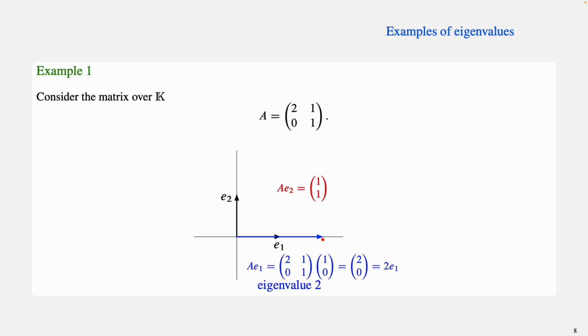With E2, it looks a bit different. So A times E2 equals the vector 1, 1. So just the second column of A. That is this vector here, and this indicates that E2 is not an eigenvector because the result under multiplication by A is not a multiple of E2, but rather a proper linear combination of E1 and E2.